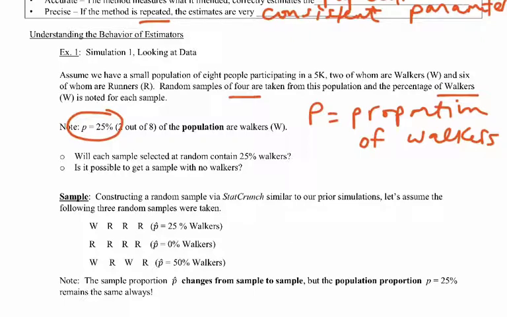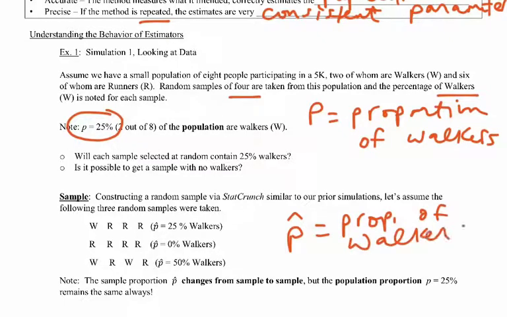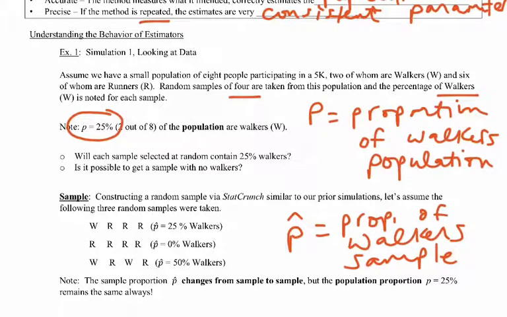P hat, which you're going to see down here, is the proportion of walkers for the sample. So P hat goes with the sample. P, remember, goes with the population. Let me add that up here. All right. So the population parameter in this case is 25%.